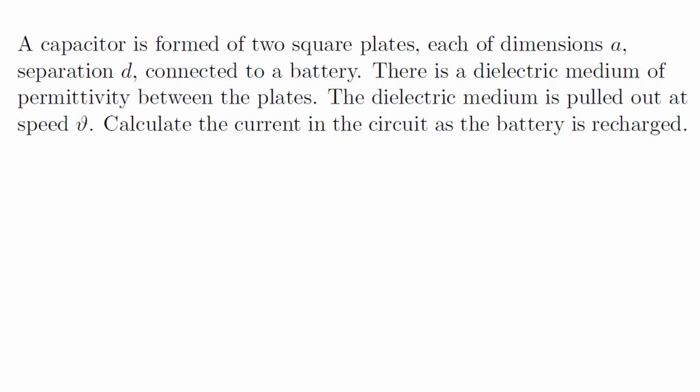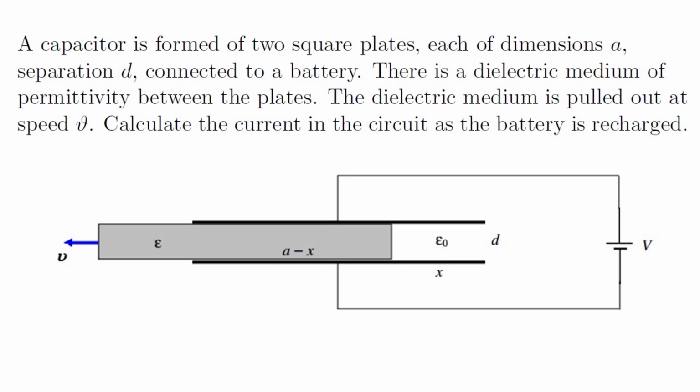Third example: a capacitor is formed by two square plates, each of dimensions A, with separation D, connected to a battery. There is a dielectric medium of permittivity epsilon between the plates. The dielectric medium is pulled out at speed V. Calculate the current in the circuit as the battery is recharged.